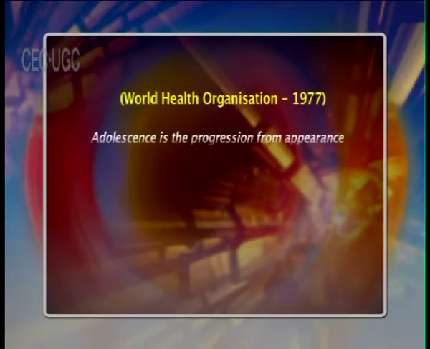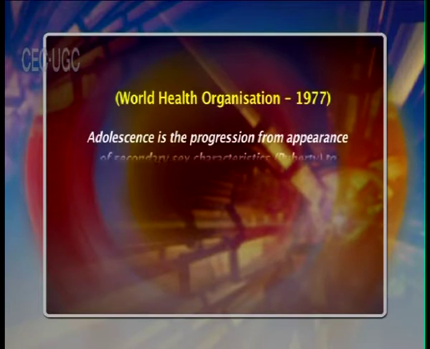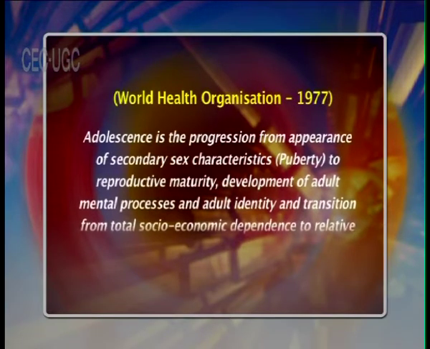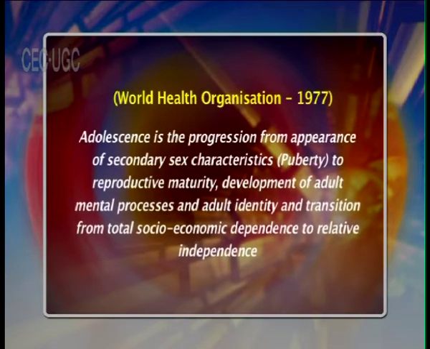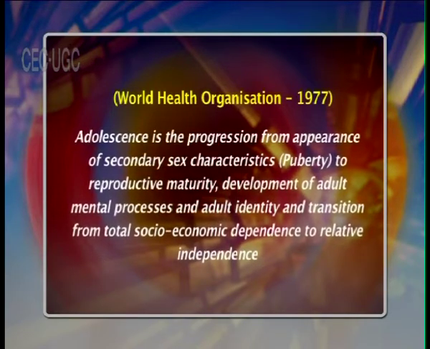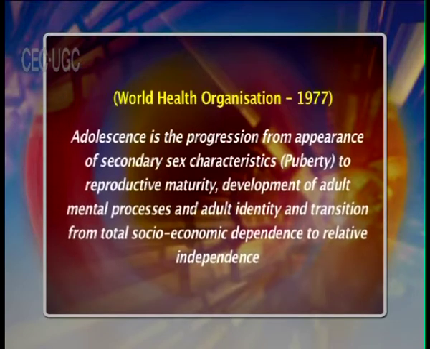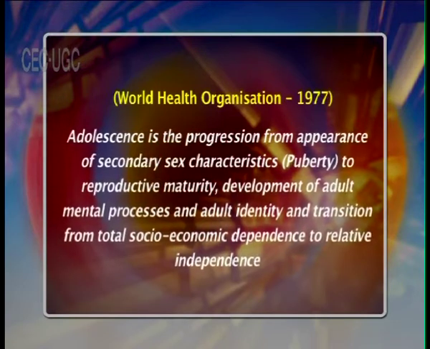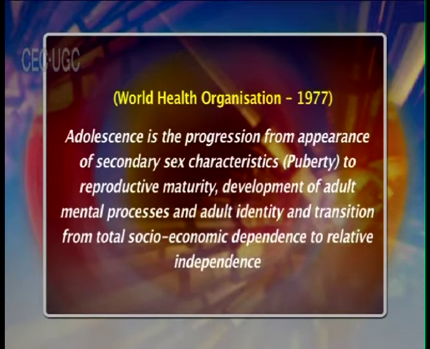A period of changing relationship with parents, peer group and opposite sex. The incidents of this period greatly affect the whole personality of the individual. That's why it has been called the most crucial period. According to WHO 1977, adolescence is the progression from appearance of secondary sex characteristics, that is puberty, to reproductive maturity, development of adult mental processes and adult identity, and transition from total socio-economic dependence to relative independence.